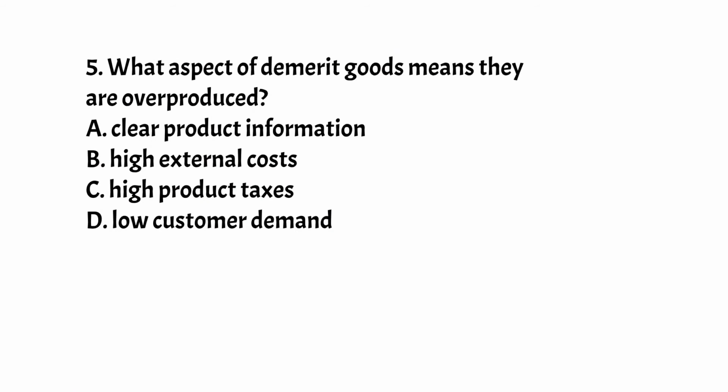Question 5. What aspect of demerit goods means they are overproduced? A. Clear product information. B. High external costs. C. High product taxes. D. Low customer demand. A feature of demerit goods is that they have high external costs. So, again, there is only one answer that makes sense. The answer is B. High external costs.